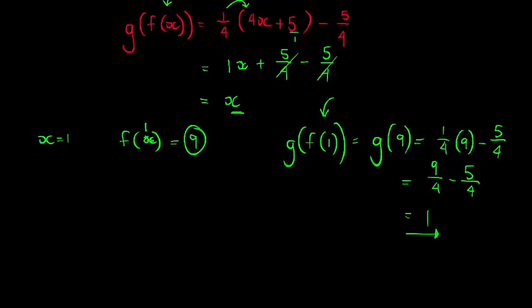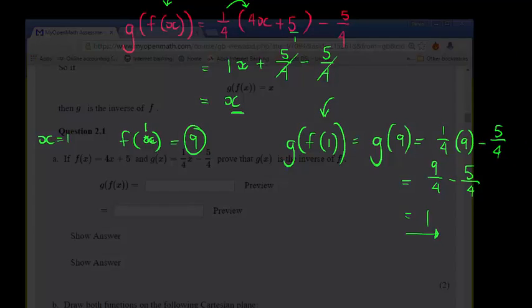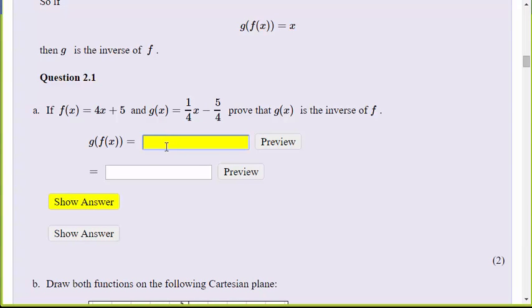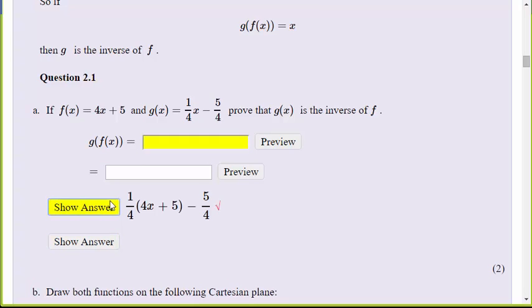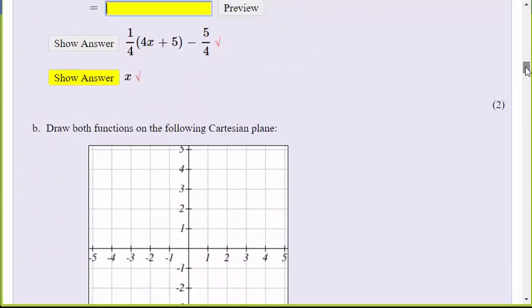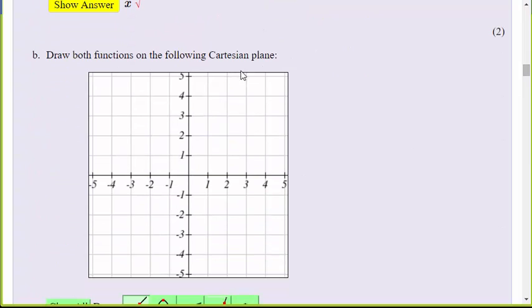Okay, let's go to the next question. So that's what I had to do here, I had to substitute the x value, and then here I should have gotten an x as an answer when I simplified. Okay, draw both functions on the Cartesian plane.